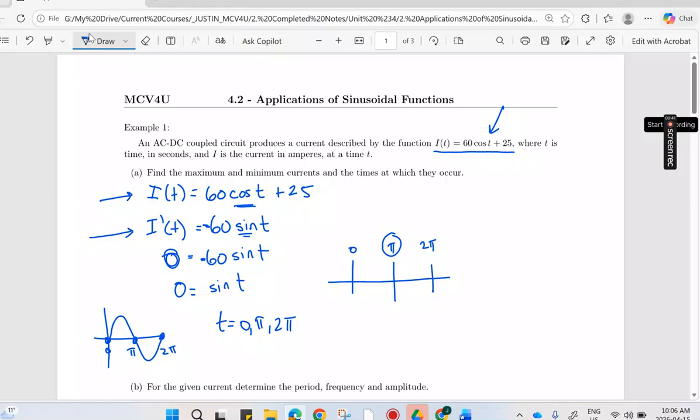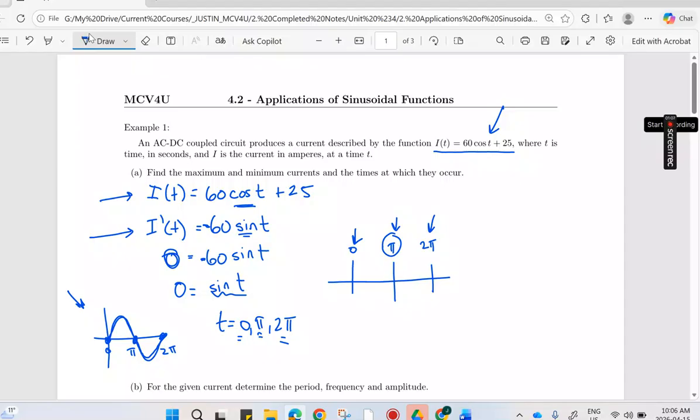Setting it equal to 0 and dividing both sides by negative 60 gives us sine t equals 0. Remembering the sine graph: starting at 0, it goes up, hits a max, comes down through the middle at pi, and comes back up at 2 pi. So when is this function equal to 0? When t is equal to 0, pi, or 2 pi. Those are our critical values.